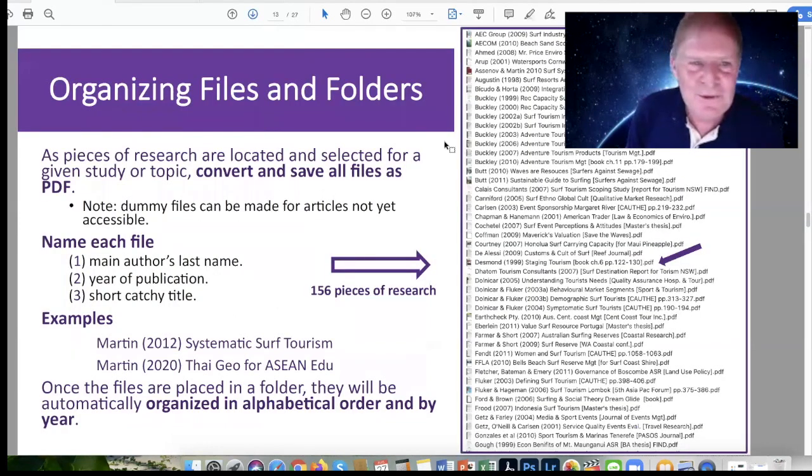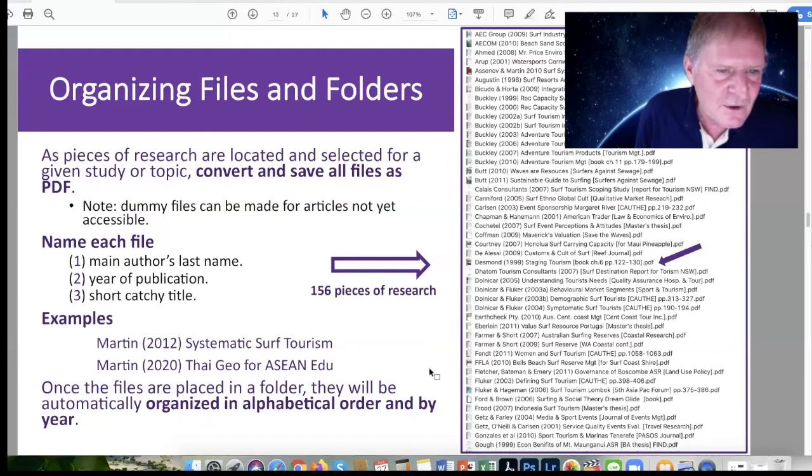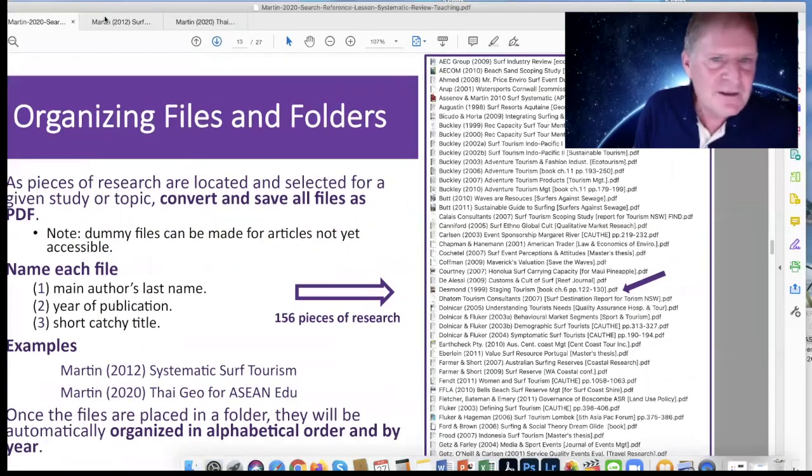Now on to organizing files and folders. When you do a systematic review, you're often dealing with quite a few pieces of research. I published a paper some years ago on surfing tourism, and it was a systematic review paper. And I located, based on my criteria, 156 pieces of research. And that was a lot to manage, right?